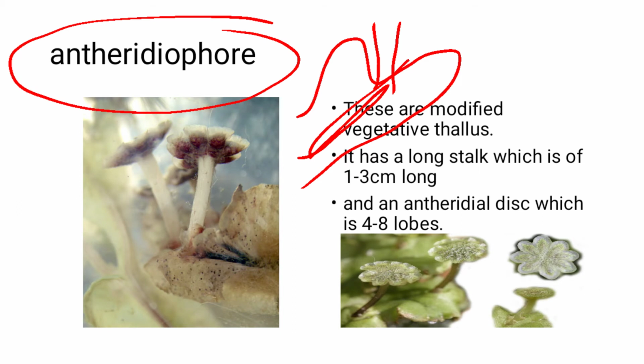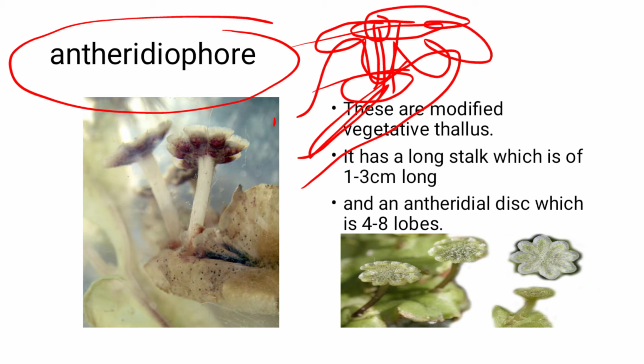The antheridiophores are attached at one end to the vegetative part of the gametophyte, and the other end is a disc-like structure with a long stalk. One end of the stalk is attached to the Marchantia vegetative thallus, and the other end develops a disc-like structure. The disc is lobed into 4 to 8 lobes. On the lobed structure, they develop a specialized organ called the antheridium.